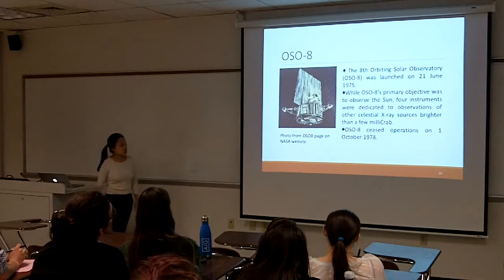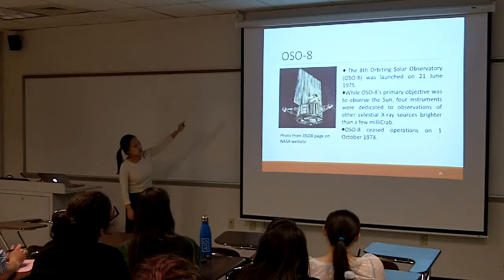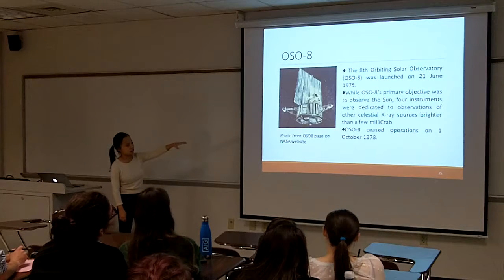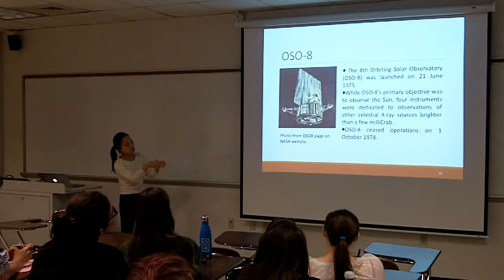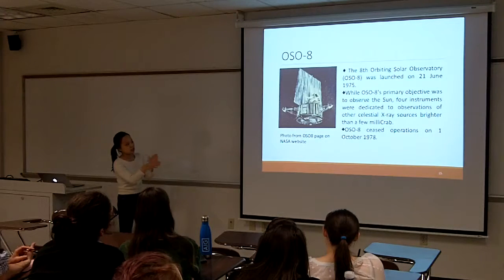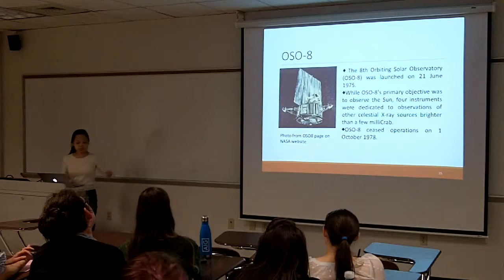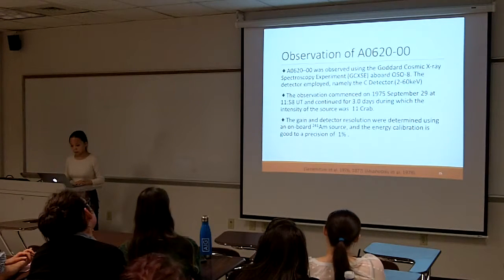So as you can see, the structure up there, I think it's a solar panel, and down here it's a wheel with 4 instruments, and it just rotates very fast to observe the different areas of the sky.